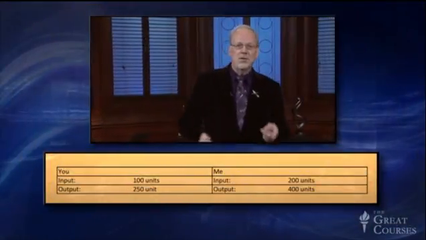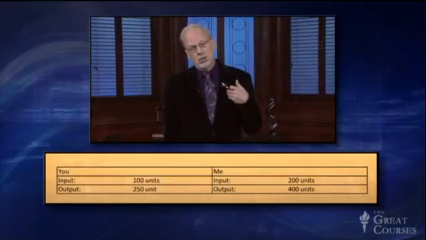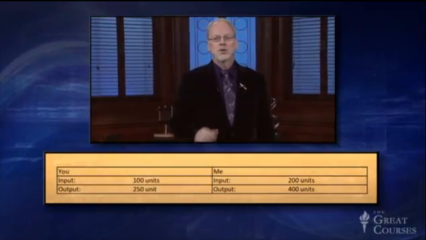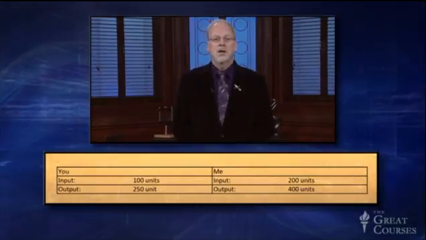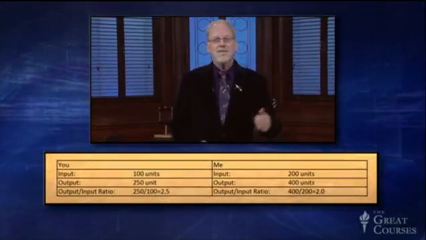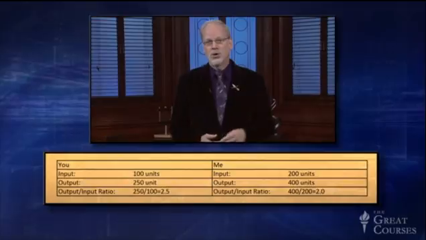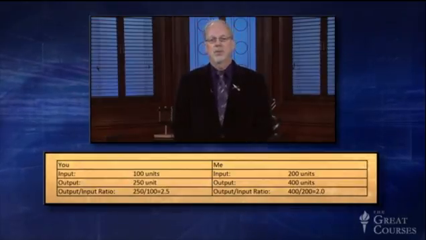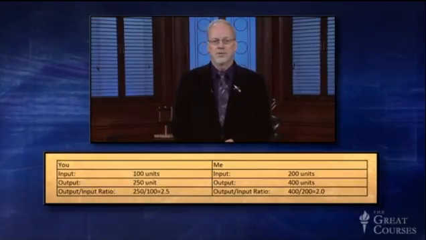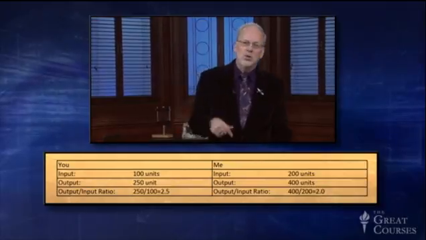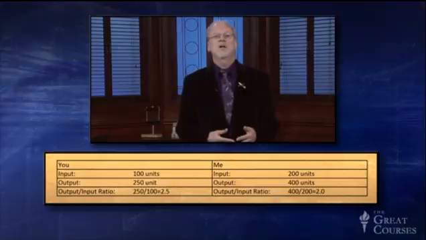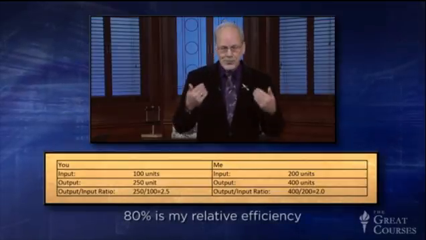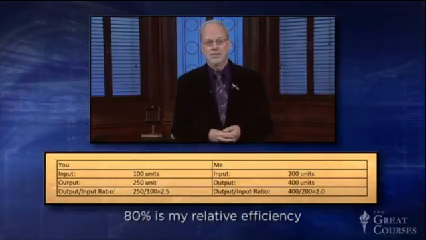Suppose that you turn 100 units of input into 250 units of output. I turn 200 units of input into 400 units of output. Then simple division gives our output-input ratios. You turn 1 unit of input into 2.5 units of output. I turn 1 unit of input into only 2 units of output. I'm less efficient than you. In fact, since my 2 is only 80% of your 2.5, we could say that I'm only 80% as efficient as you. 80% is my relative efficiency.